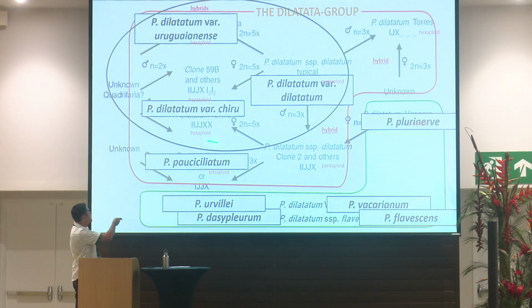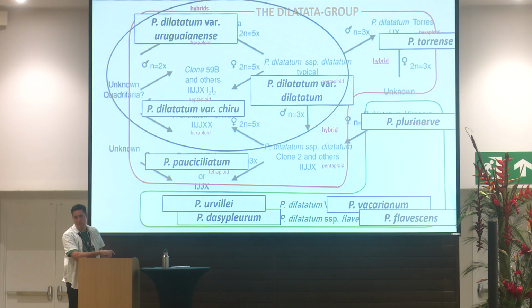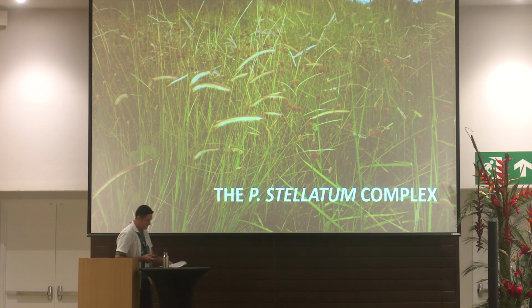And the apomictic ones, some of them were regarded as Paspalum dilatatum with some varieties. And this apomictic hexaploid biotype was described as Paspalum torreanum. So we can see this very complex evolutionary history depicted in one species complex. Okay, so let's move on.